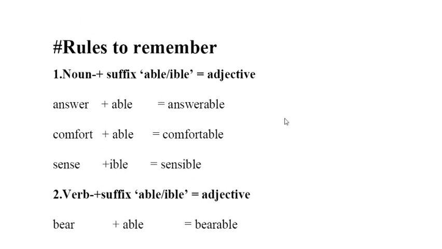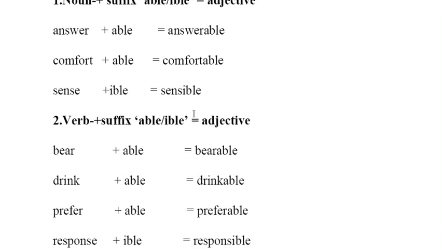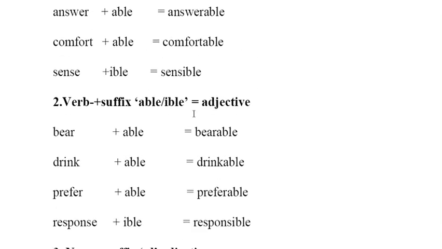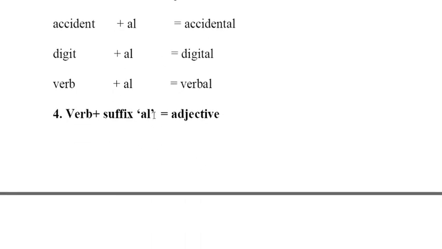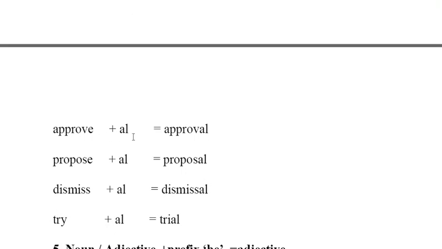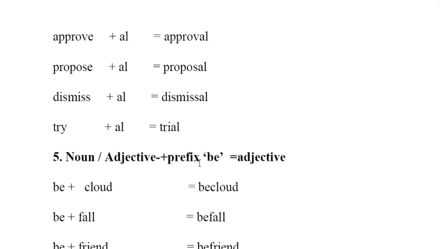And the rules we learned. First it was noun, then able or ible added with this and it becomes an adjective, like answer plus able, answerable. And rule 2 we learned: verb plus able or ible and it becomes an adjective, like wear plus able, wearable, drink plus able, drinkable. Noun plus suffix al, it becomes an adjective. Accident plus al, accidental. Digit plus al, digital. Verb plus suffix al, adjective. Approve plus al, approval. Propose plus al, proposal.